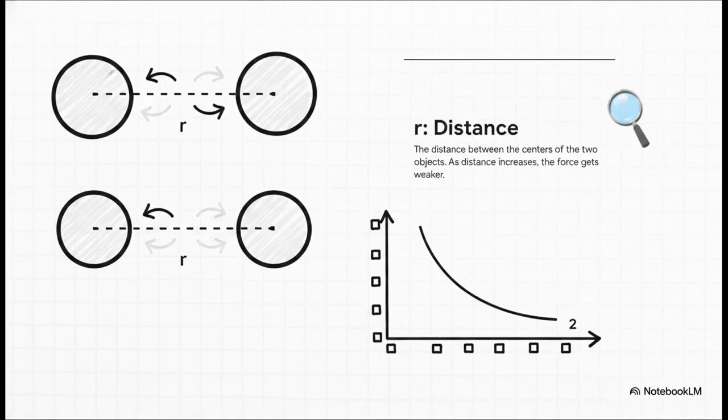And then there's R. That's the distance between the centers of the two objects. Now, this is a really important part. See how it's squared in the equation? That means gravity gets weaker fast as things move apart. Like, if you double the distance, the force isn't cut in half, it drops to just 1/4 of what it was. It's a huge deal.